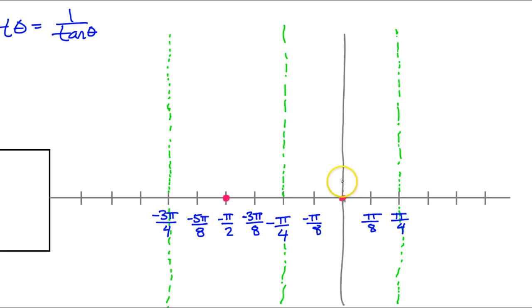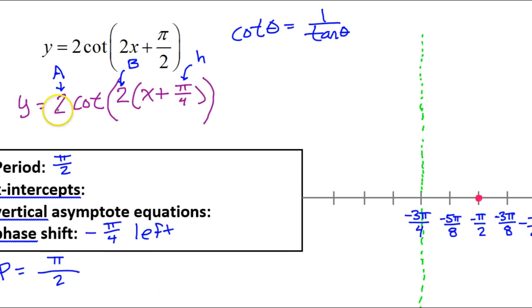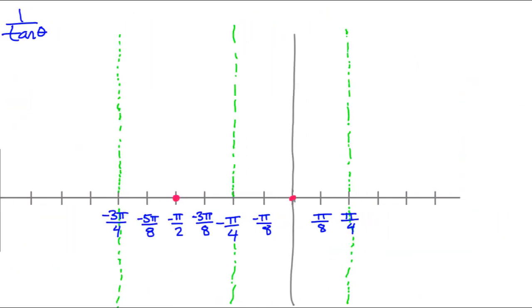Now I need to mark the value of the A value, which was 2. Okay, see it? There it is. So I'm going to mark this 2 above and below. So there's 2. I'll mark it here, and I will mark negative 2 down here. Alright, that's going to come into play when I do the graph.